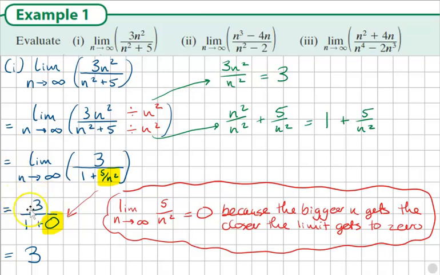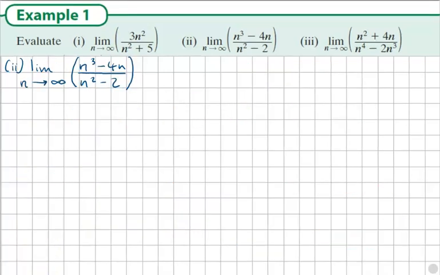Okay, so then 3 over 1 plus 0 is just 3. So the limit of this sequence as n approaches infinity is 3. So we get closer and closer and closer to 0, but it doesn't actually become 0, but we take for granted that it does, and we end up getting 3 as our output. Okay, so part 2 will be done in the same way.